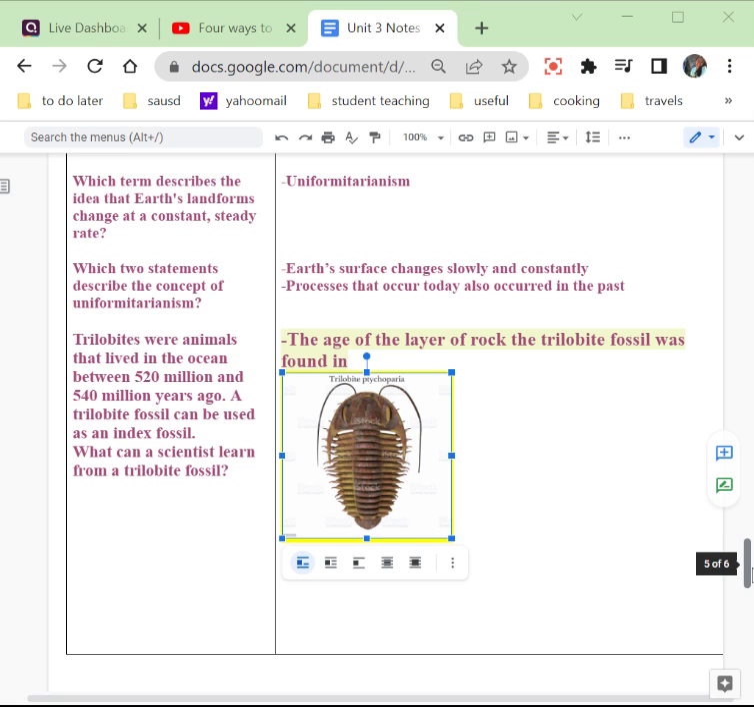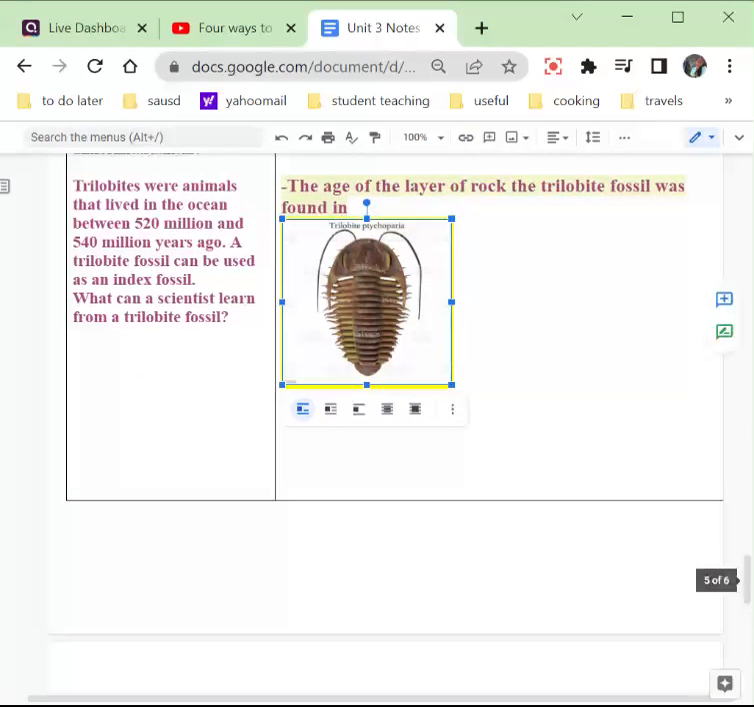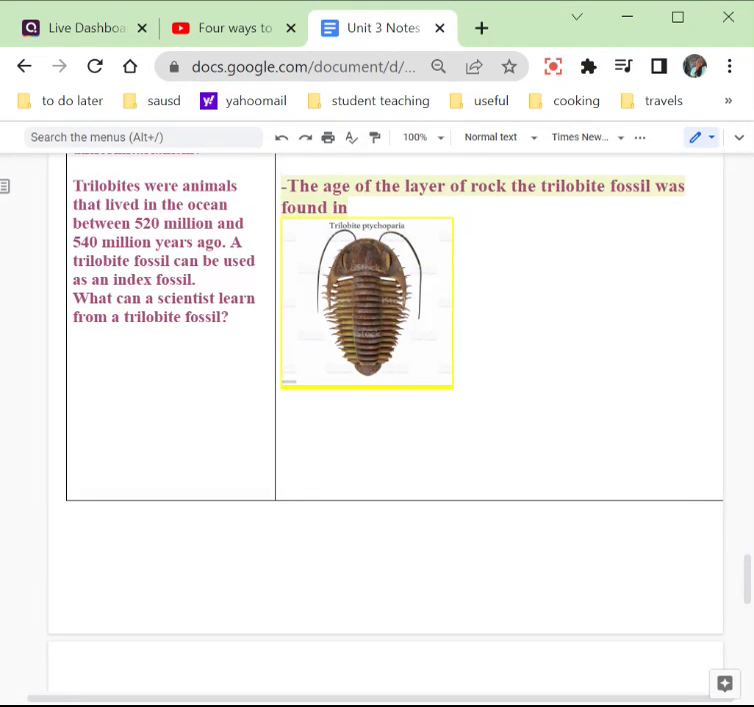So the ones at the top were from yesterday. Or not yesterday, the day before. Let me clarify that. Unit 3 test review.